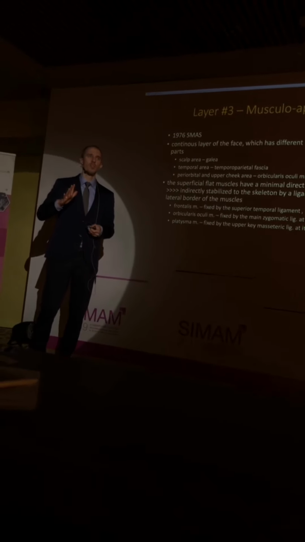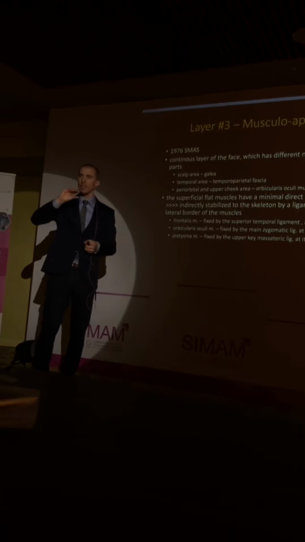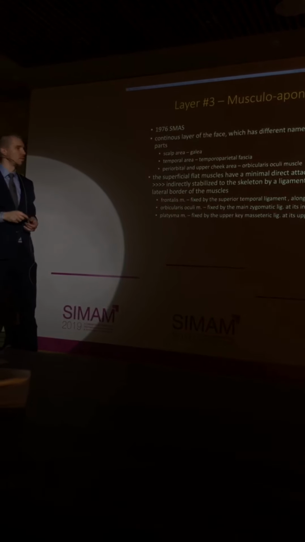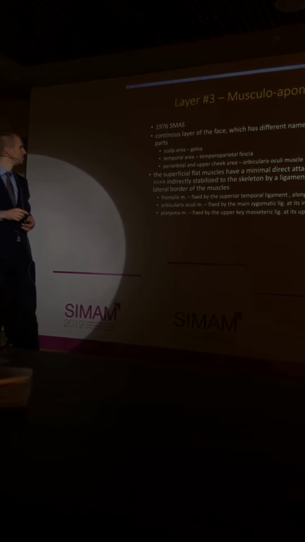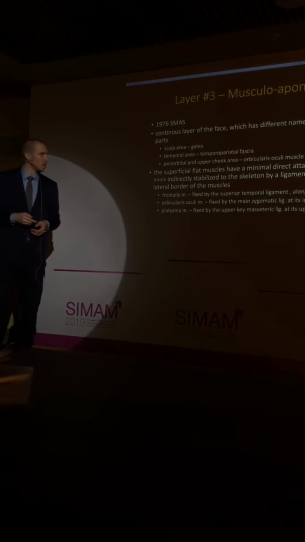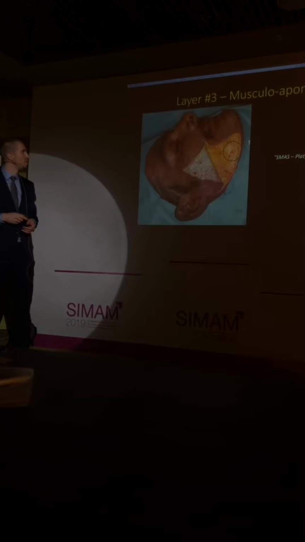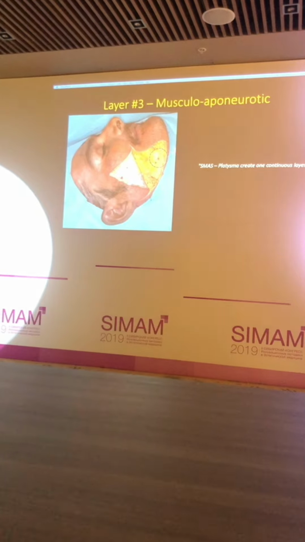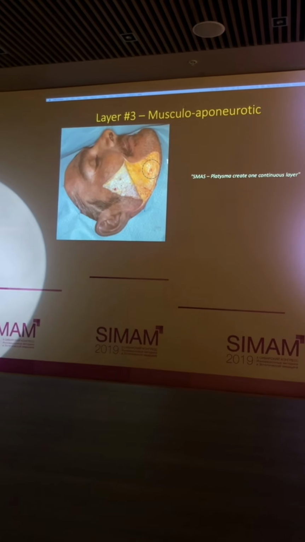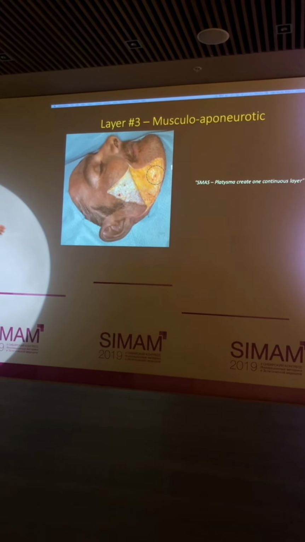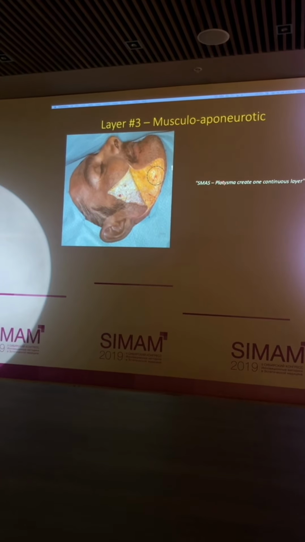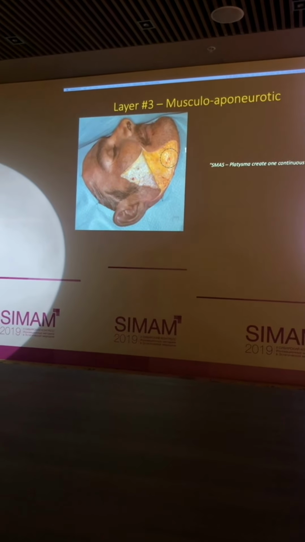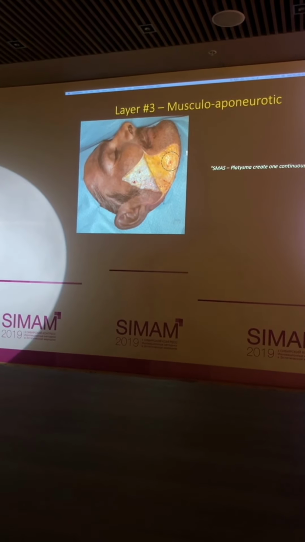So it's important to place these names in the layers, to understand where each one is and how the terminology relates to the layers. This is why it's so confusing. This slide also shows what else is layer number 3, and that's the platysma.